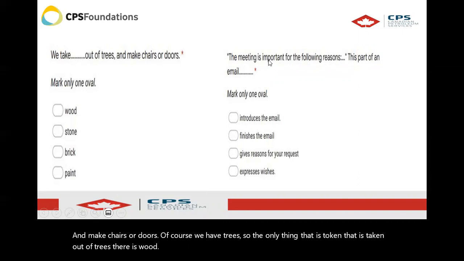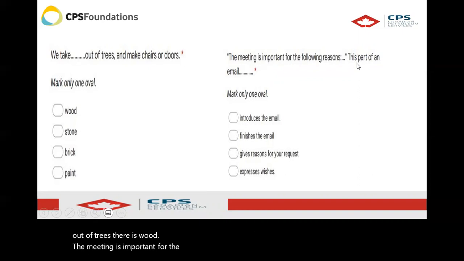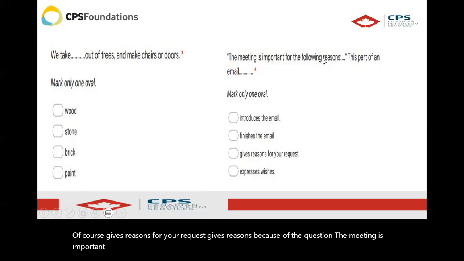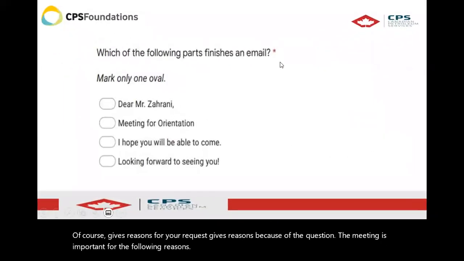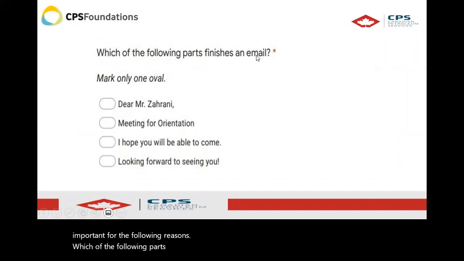The meeting is important for the following reasons. This part of an email, of course, gives reasons for your request, because in the question, the meeting is important for the following reasons. Which of the following parts finishes an email? To finish an email, you should say, looking forward to seeing you.